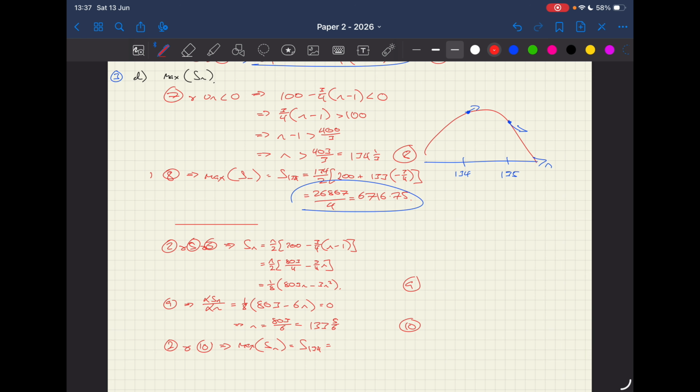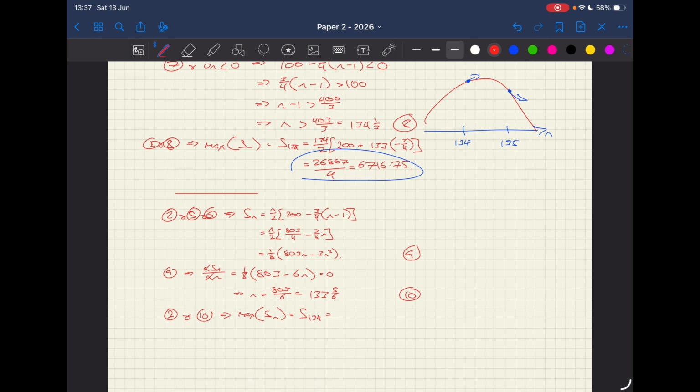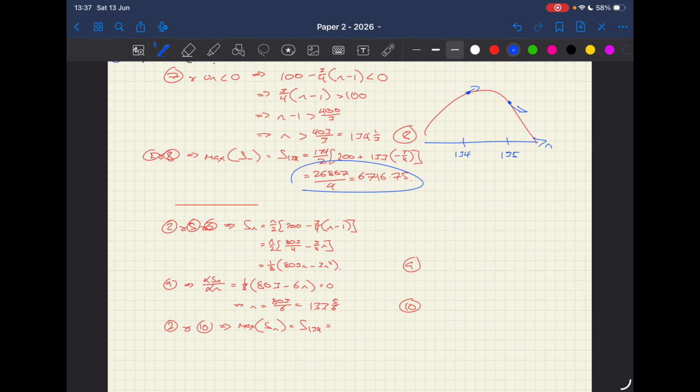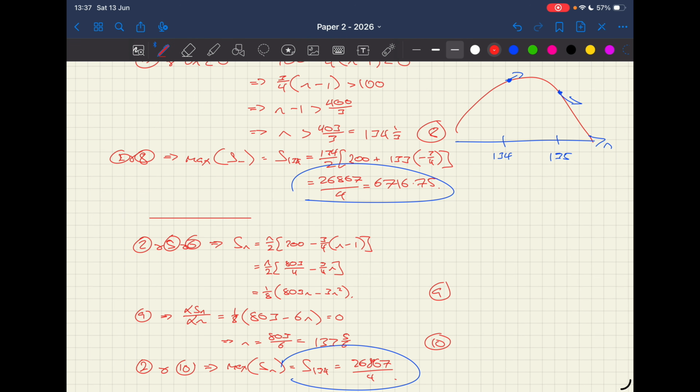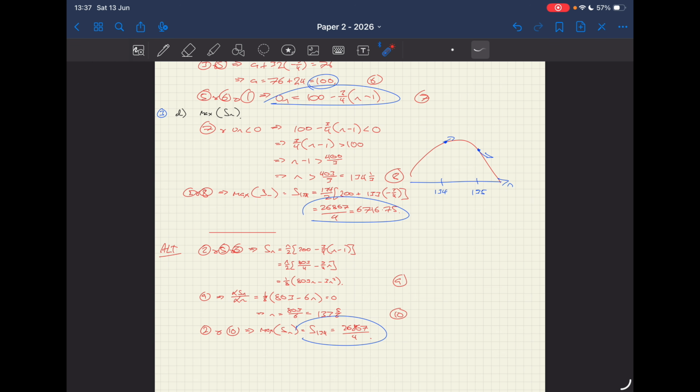So this should be 2 and that. Yeah, we end up with the same thing as before. This equals 26867 on 4. Lovely jubbly. We can circle that one as well. Both ways you do it, either one is completely fine. So this is your alternative way of doing it. Beautiful.